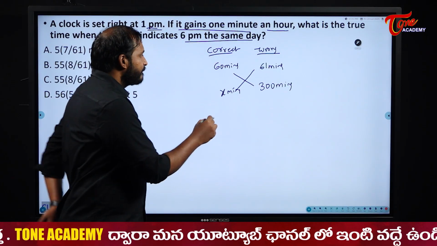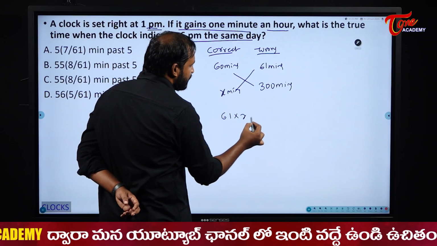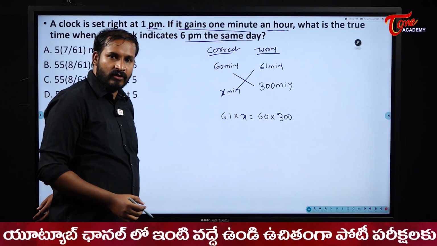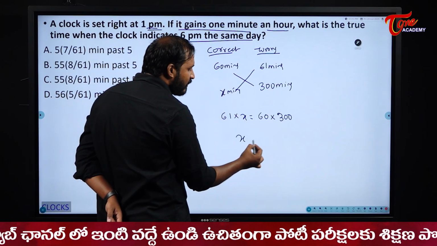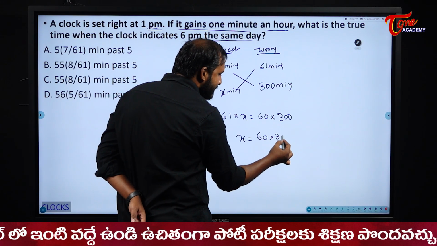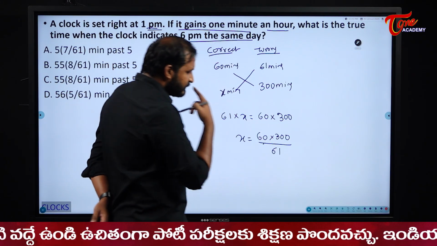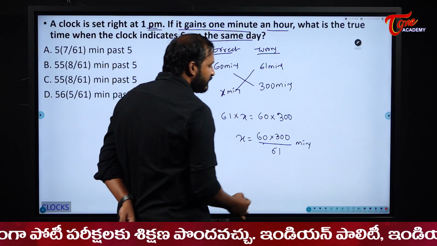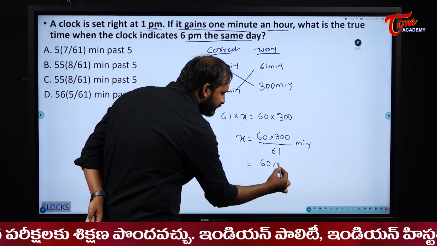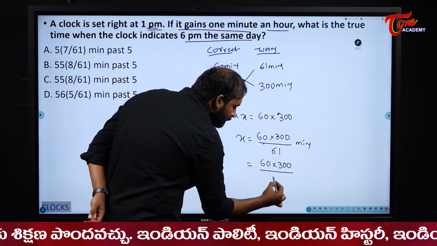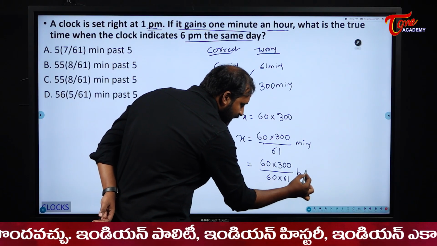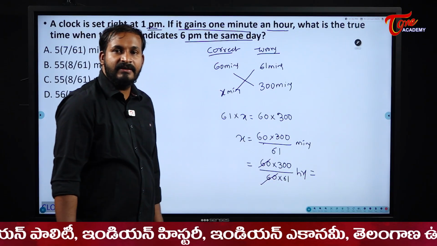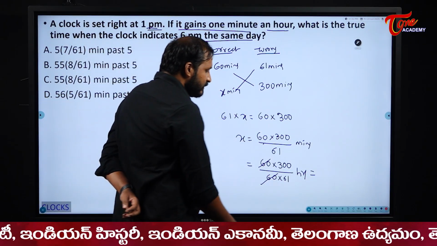Solve this one, students. 61 into x is equal to 60 into 300. Good, superb. Now x value will become 60 into 300 by 61. These are minutes. If I want to convert it into hours, I should divide it by 60, so it will become 300 by 61 hours.